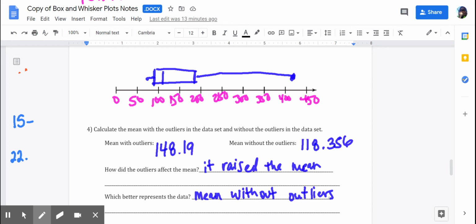Now it's time for you to practice example number 4. You're going to have 2 box plots directly on top of each other, just like we did in example number 2.